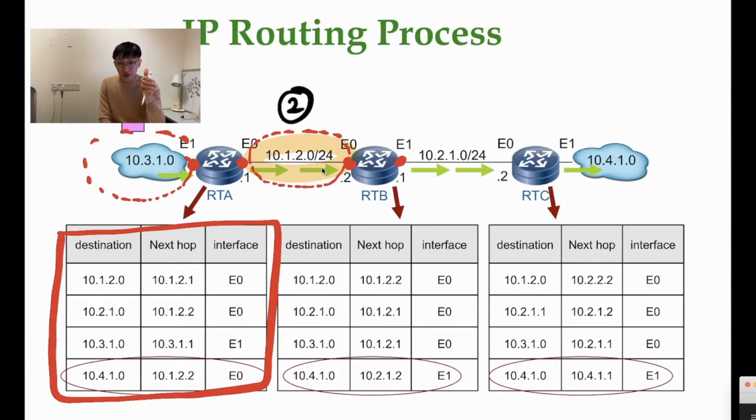So the E0 on router A and E0 on router B are in the same network, so we still count them as 1 network. Now for E1 on router B, this is a new network because every interface on the router gives you a network. So this one gives you the 3rd network here.